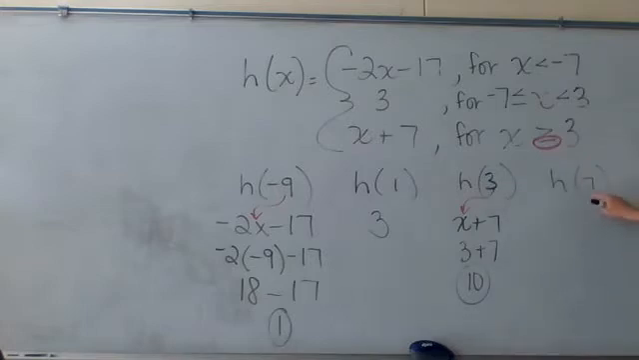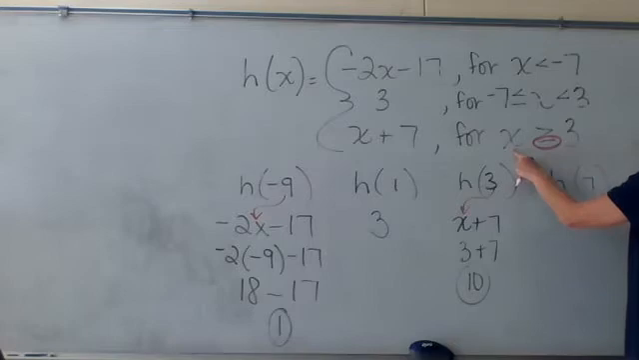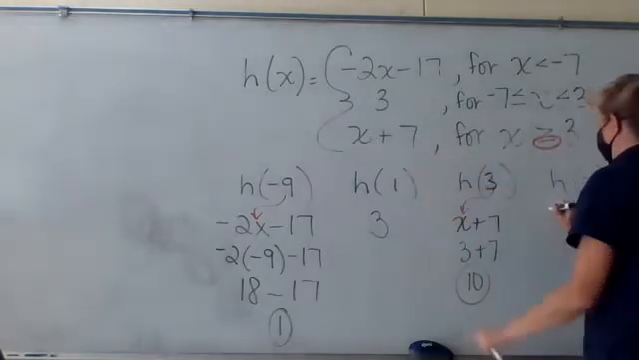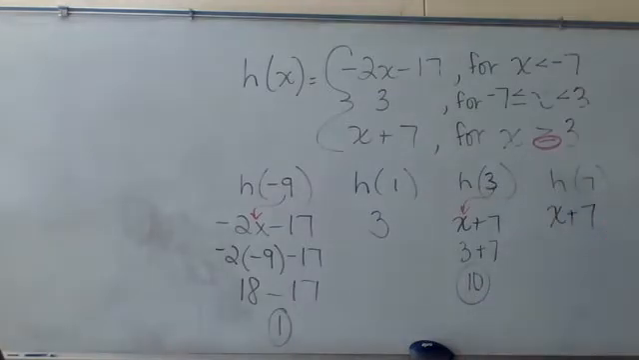And the last one, I'm finding h of 7. So let's go see, where does 7 fall into here? It's not below -7. It's not between -7 and 3. 7 is greater than 3. So it again falls in the last piece, right? Because 7 is greater than 3, which means I use this piece. So x plus 7. Your 7 goes in that x spot, so I have 7 plus 7, which is 14.